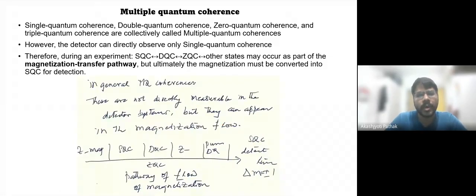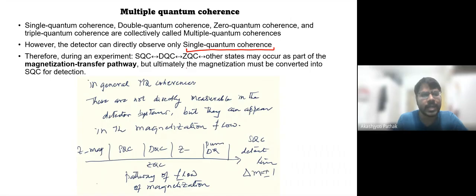Other than this, zero quantum coherence, double quantum coherence, together they are called multiple quantum coherences. Single quantum coherence, double quantum coherence, zero quantum coherence, and triple quantum coherence are collectively called multiple quantum coherences. However, what you have to understand is that the detector can observe only single quantum coherences. So during an experiment, what has to be done? During an experiment, these states can occur: single quantum coherence, double quantum coherence, or zero quantum coherence.